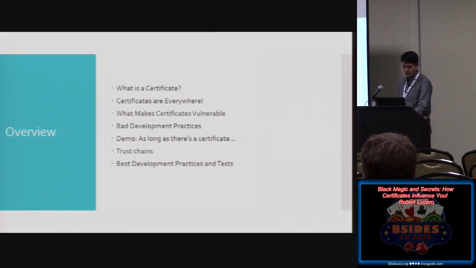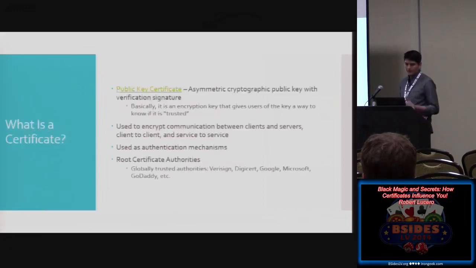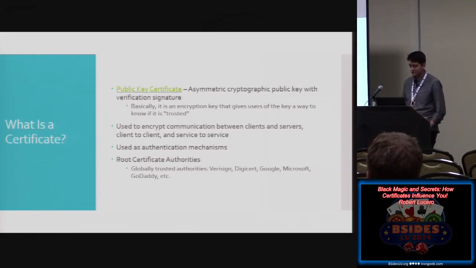So let's jump right into it. A public key certificate is basically an asymmetric cryptographic public key with a verification signature. And the idea is that I can encrypt stuff with a public key, and in addition to that public key is a signature that you can verify to determine if you trust me, or if I'm trustworthy to encrypt with. The example is this: if I wanted to share secrets with everyone in the room, I could give everyone locks that only I can open, and you share back boxes and locks that only we can open. That's the cryptography part.